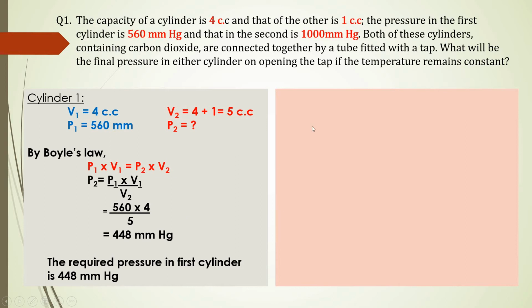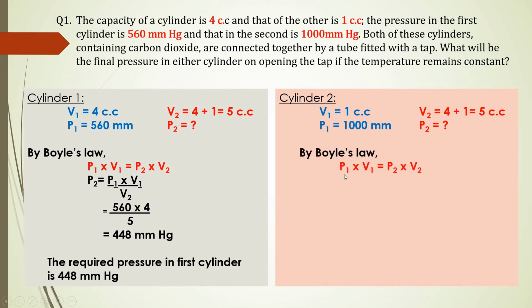Now let's solve the same thing for cylinder 2. The initial conditions over here are volume. Initial volume is 1 cc. This is the initial volume in cylinder 2, 1 cc. Final volume, once they are connected, becomes 5 cc. The initial pressure in cylinder 2 is 1000 millimeter of mercury, and now we have to find the final pressure in cylinder 2 when the two cylinders are connected.